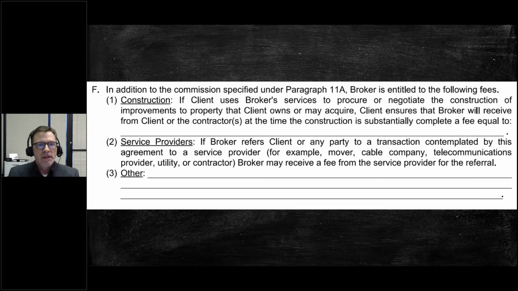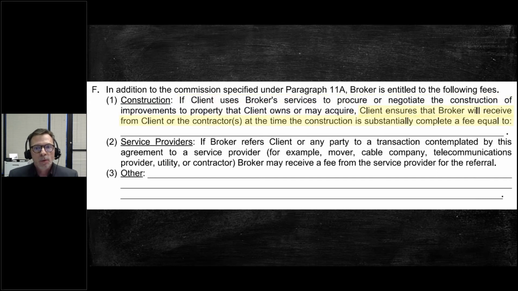Construction. If client uses broker services to procure or negotiate the construction of improvements to property that client owns or may acquire. Okay, so the client is using the broker services to procure or to negotiate the terms of construction of improvements. So that could be with a builder, that could be with contractors.